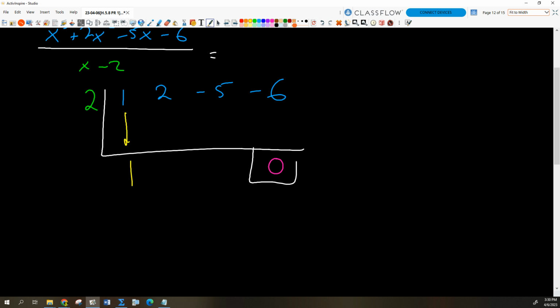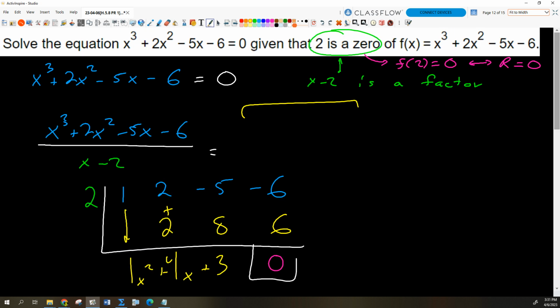We drop the 1 down. 1 times 2 is 2, plus 2 is 4, times 2 is 8. Am I doing that right? Yep. So I'm getting 3, and then I'm getting 6, right? Okay, good. So what's that tell me then? That tells me that the yellow polynomial is going to be x squared plus 4x plus 3, doesn't it? Right? Okay, so we could go back up here, and we know this is x squared plus 4x plus 3.